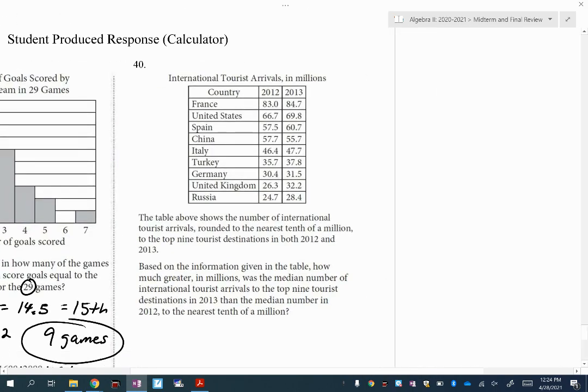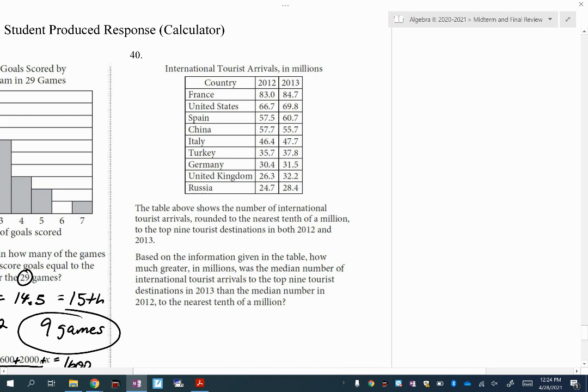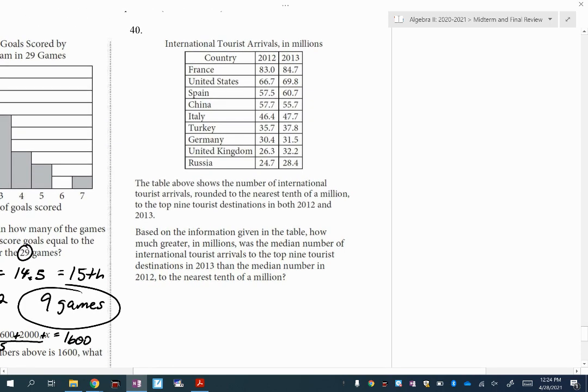Our last one. Woo! We have this table here. And it says, based on the information given in the table, how much greater in millions was the median number of international tourist arrivals to the top 9 tourist destinations in 2013 than the median in 2012? What they've done nicely for us is they put it in order. We have 9 data values, so the median is going to be the 5th one. If you start, you can do it like you did in algebra, where you go 1, boom, boom, boom, boom, boom, boom. In middle school, you would see that these are the medians because they listed them in order from least to greatest.